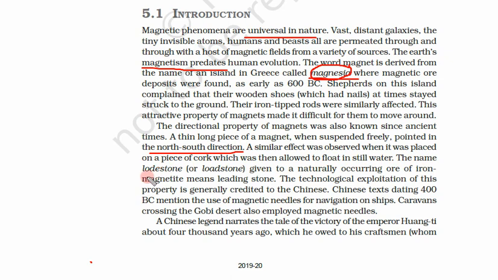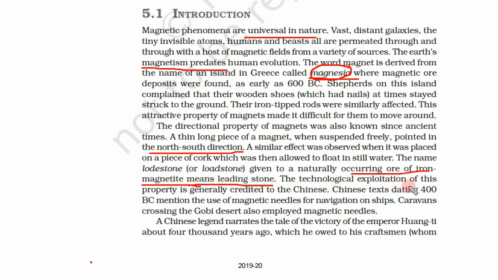The name lodestone or loadstone, given to the naturally occurring ore of iron, magnetite, means leading stone. So this will lead towards the north-south direction. That's why it is called lodestone.